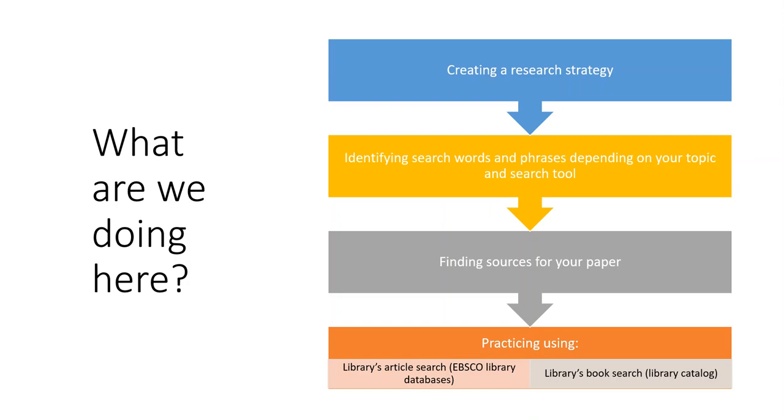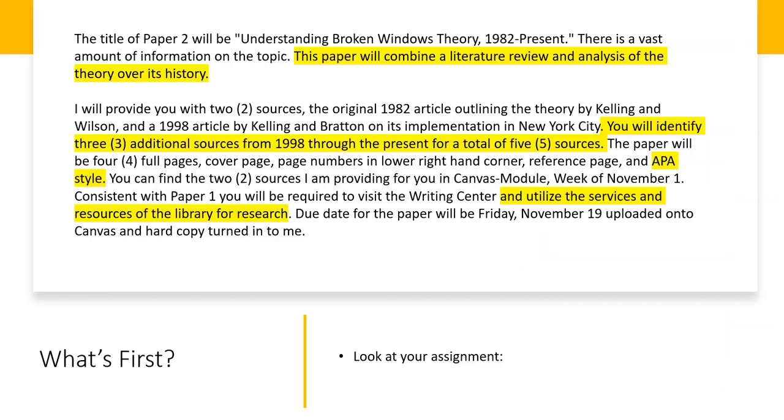What are we going to do today? We're going to first talk about a research strategy for your broken windows paper, and how to figure out search words that we can use to get closer to the information that you're looking for. We're also going to talk about how to find sources for your paper, and you're going to actually find sources, practicing using the library's EBSCO host databases and the library's book search. At the end of this video, you're going to do an activity and you'll be able to email yourself the results of that activity, so you'll actually have sources to get started with for your paper.